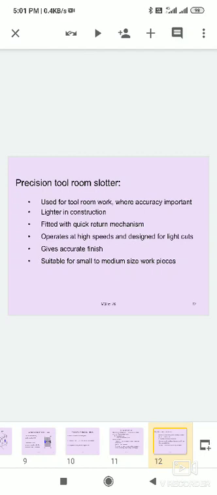This machine is also designed for light cuts, to remove light material to get an accurate finish. Suitable for small to medium size workpieces. This machine is suitable for light works and medium works. It is not suitable for heavy works.